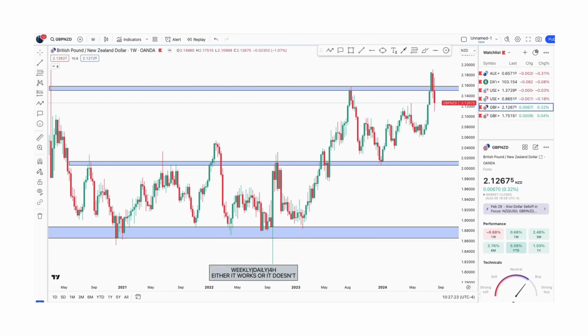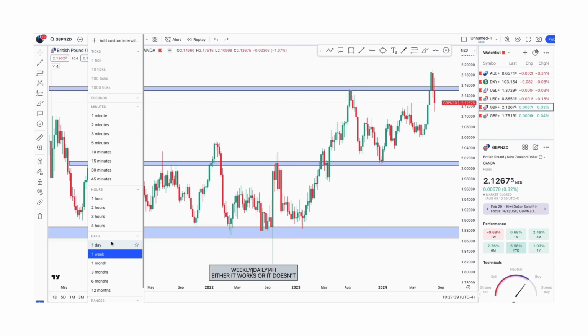All right, so the last pair we're going to look at going into this week is going to be Great Britain Pound NZD on the weekly time frame. We can see that price did tap into this resistance area that's been tested once, twice, and it looks like we're getting a fake out for the last couple of weeks going into this area. So we're going to go down to the daily time frame to get a better look at this market.